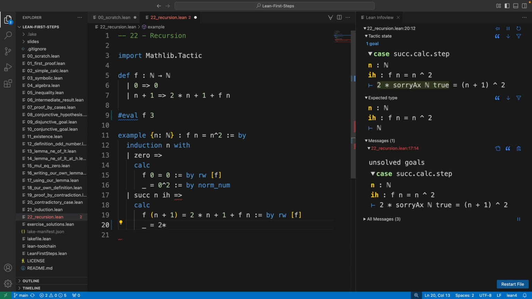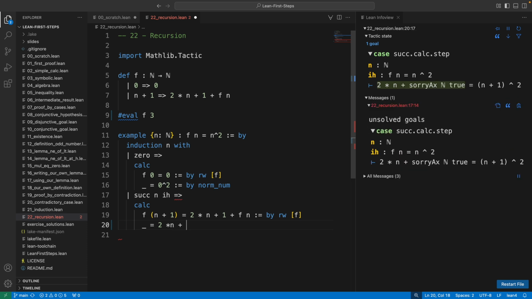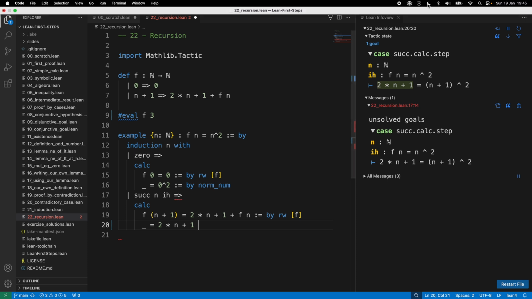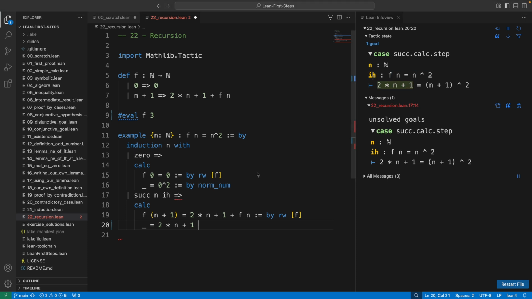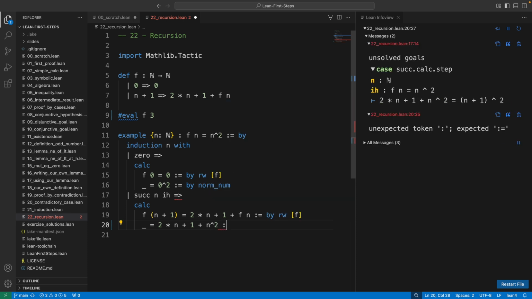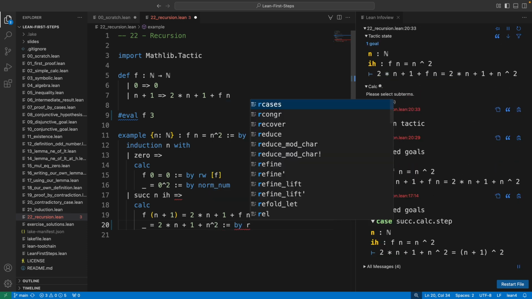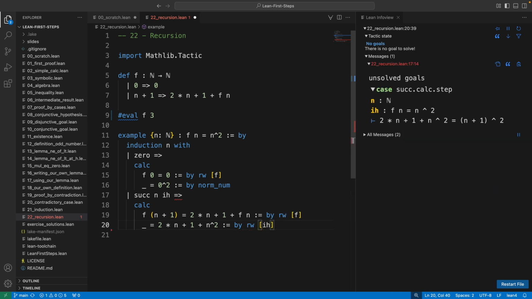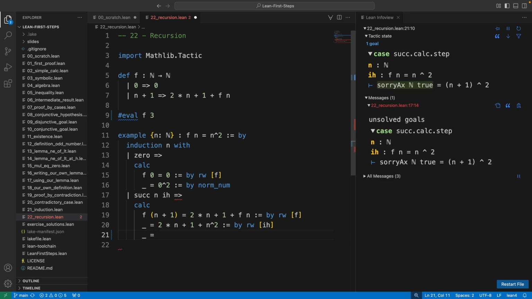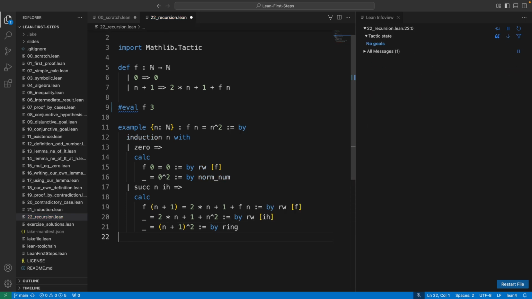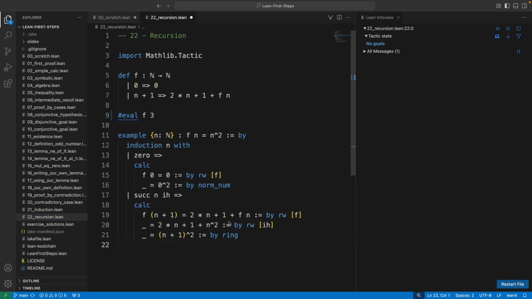So that's 2 times n plus 1, and fn we know is n squared by the induction hypothesis. So plus n squared by rewriting, or substitution, using the induction hypothesis. Great. And by algebra that's n plus 1 squared. So by ring. Job done. Nice and easy. Brilliant. That's it. Easy peasy.